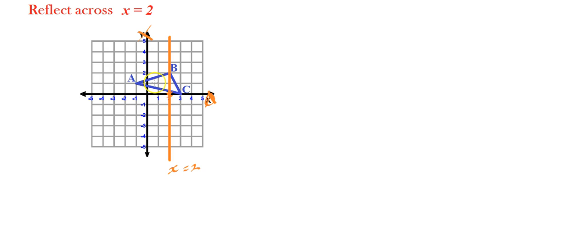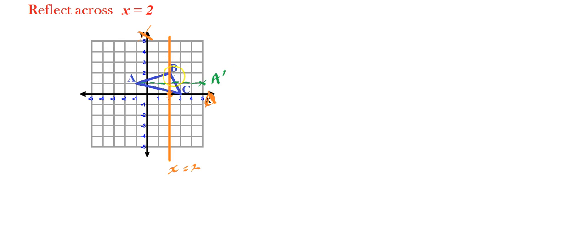So now I just have to reflect each of these points in x equals 2 and draw the image and then label the image. So I'm going to start with point A. So how many steps does it take me from point A to reach x equals 2? So 1, 2, 3. So I just do the same on the other side. 1, 2, 3. And this gives me A dash.